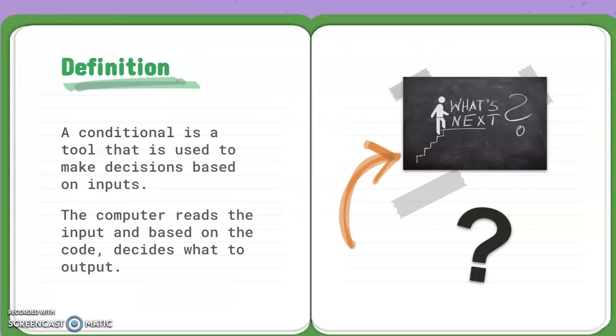So, what is it? The way I think about it is a conditional is a tool that is used to make decisions based on inputs. The computer reads the input and based on the code decides what to output, just like when we're making decisions.